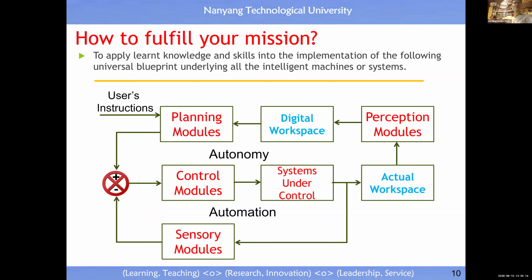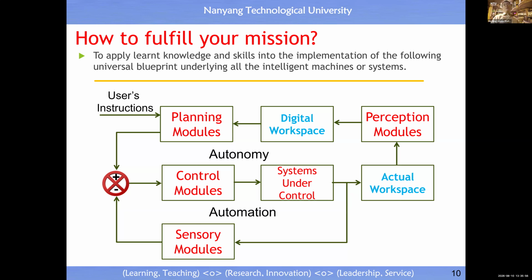And then how to fulfill your mission? This slide is extremely important. It gives you the guideline to achieve your mission. Most importantly, this slide helps you prioritize the study of courses. From this slide, you immediately understand the number one course for you to take should be control theory. The number two should be sensors. Number three should be microcontrollers. Then number four is AI, perception and planning belong to AI. Then number five should be robotics.